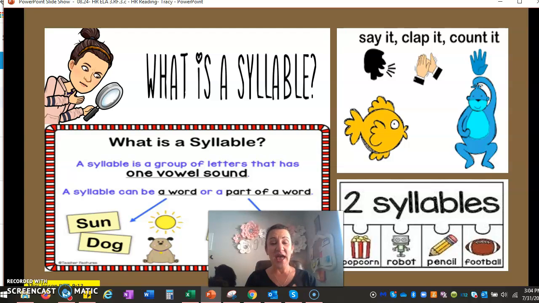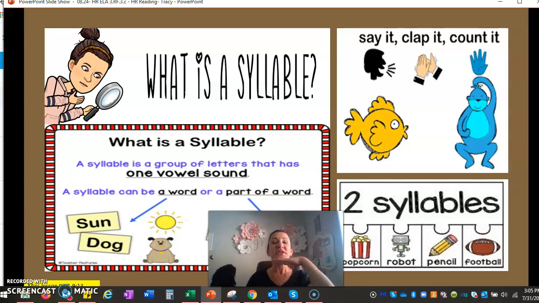So if I were saying shadow, I could go shadow, shadow. So I say it, I clap it, I count it, shadow. That's 2 syllables right there. These are some examples of 2-syllable words. Everybody say popcorn. How many syllables do you think it has? Popcorn. How many times did your chin go down? Popcorn. I said it. I clapped it. I counted it. I used my chin.